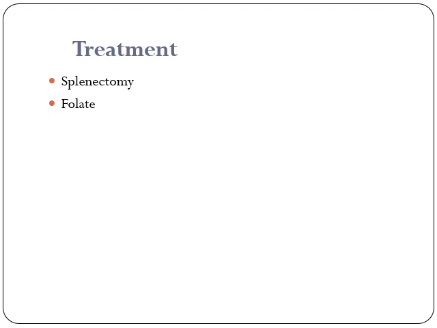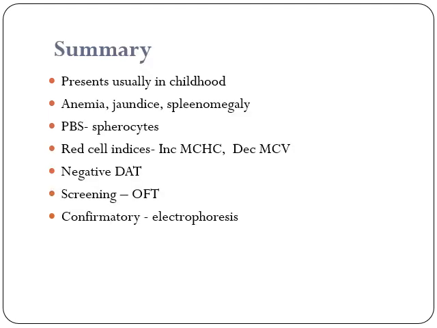Now, talking about the summary, hereditary spherocytosis usually presents in childhood. They will present with anemia, jaundice, and splenomegaly. In the peripheral blood smear, we will see spherocytes. If we talk about red cell indices, there will be increased MCHC and decreased MCV.